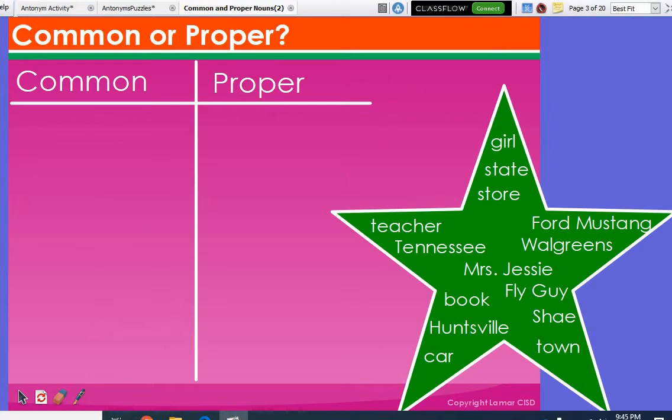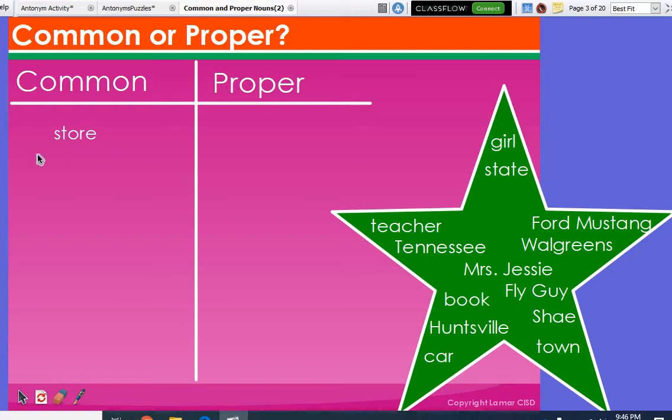Let's practice that just to make sure we're really good finding common and proper. So as you can see over here on my green star, I have lots of different nouns. I've got people, places, things. But some of these nouns are common and some are proper. Remember, proper nouns are the names. Common nouns are just ordinary plain old nouns. They're not names. So like let's say I just come over here and I grab store. Where would I put store? Is a store's name store? Or is it just a common noun? So is it a name or is it just a plain old noun?